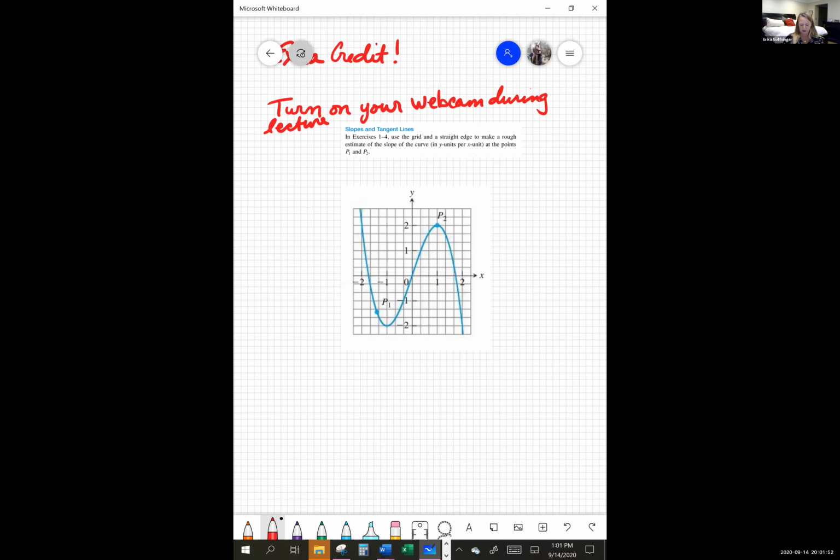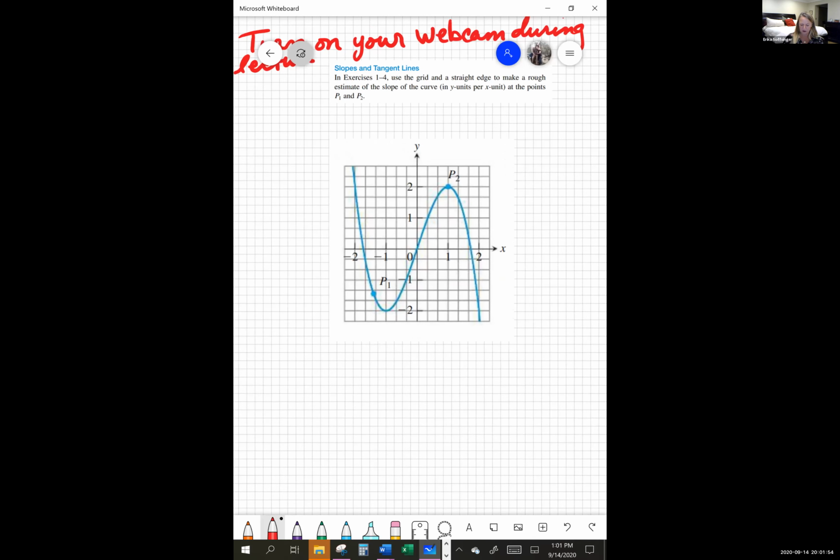If I pull up one of the first problems from your textbook, in the exercises at the end of 3.1, it says, in the following problem, use the grid and a straight-line edge to make a rough estimate of the slope of the curve in y units per x units at the points P1 and P2. First of all, we want to look at what this instantaneous rate of change is right here at our point 1.